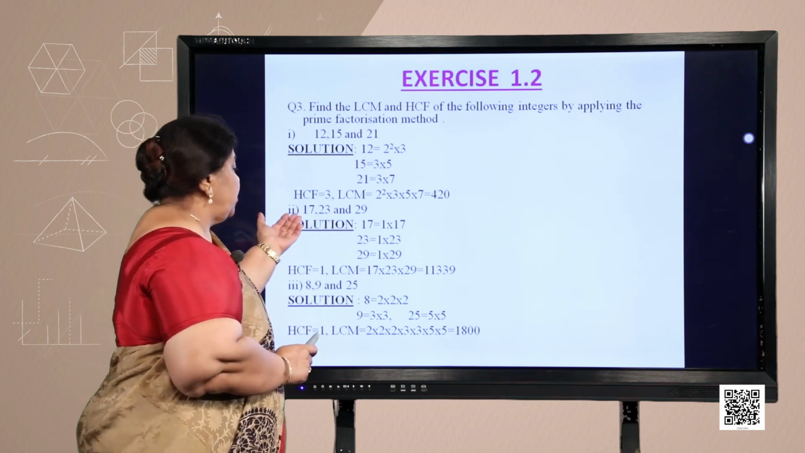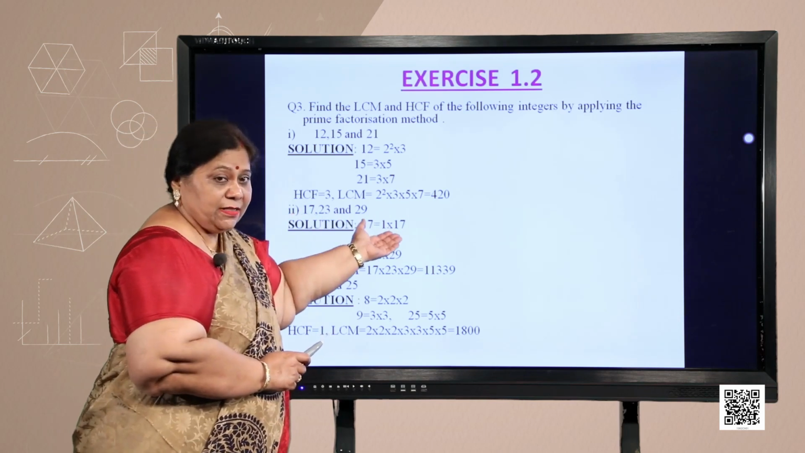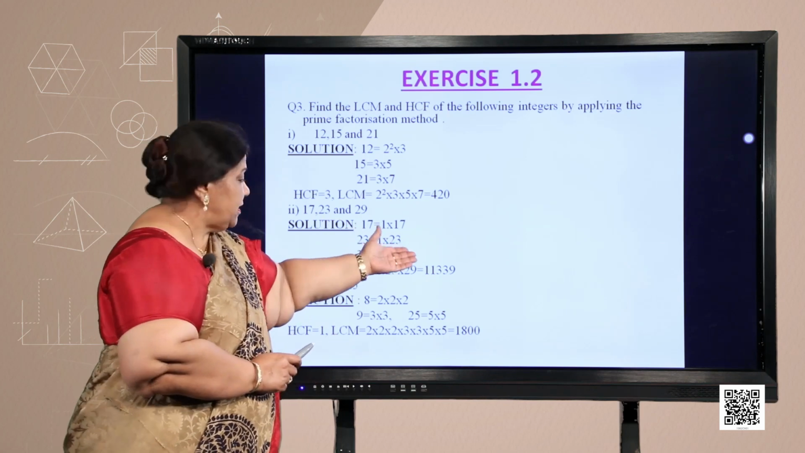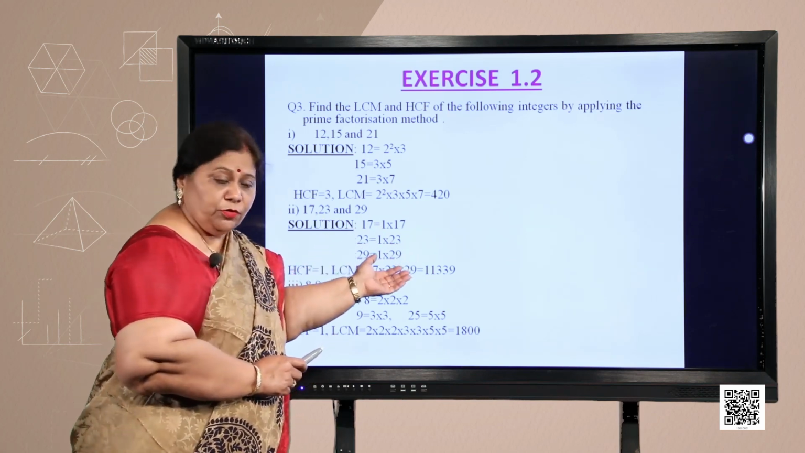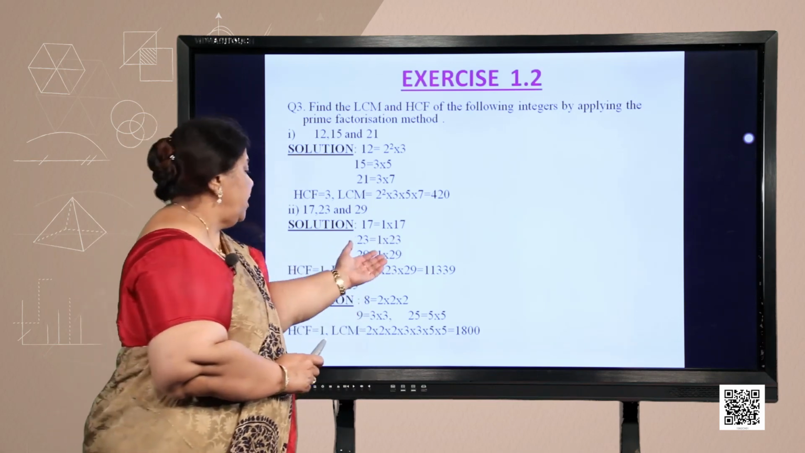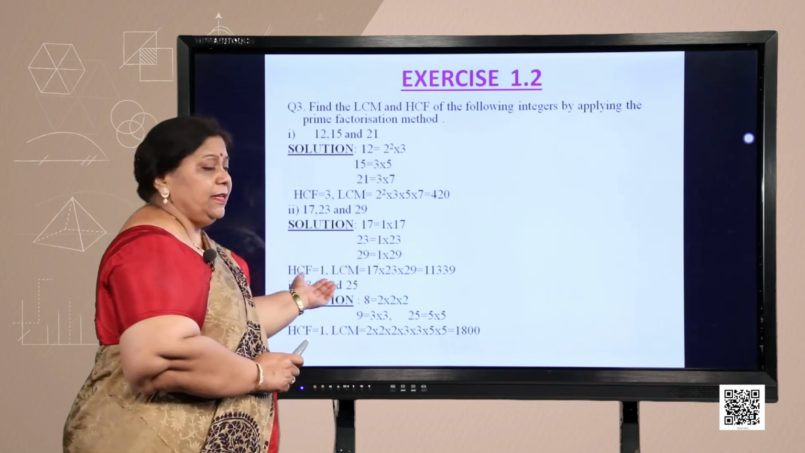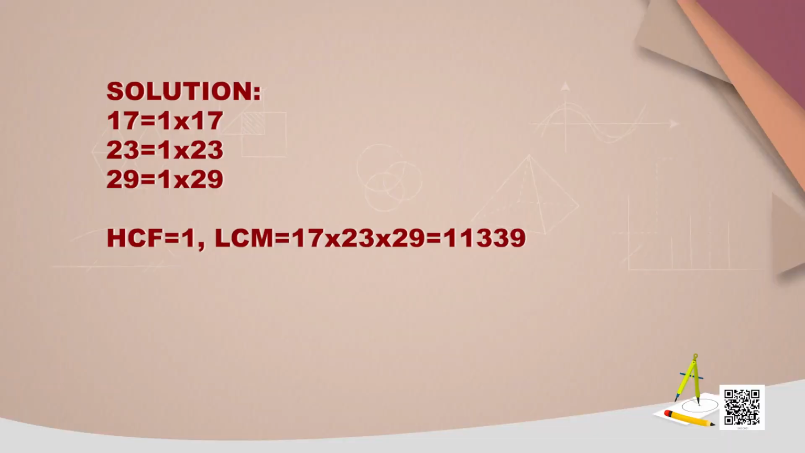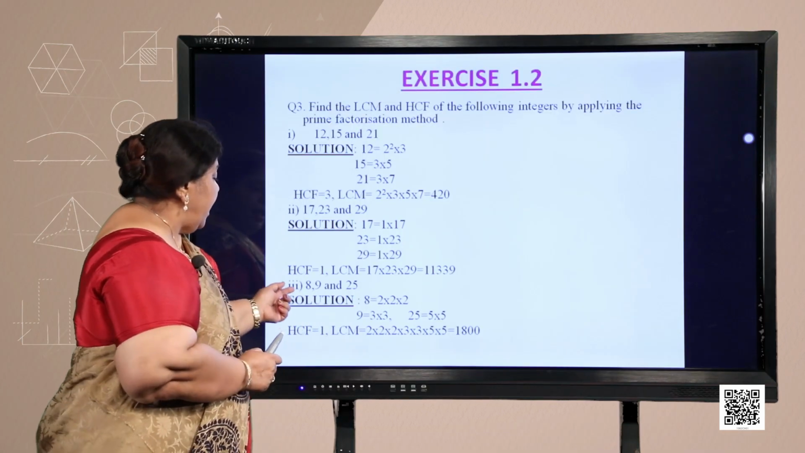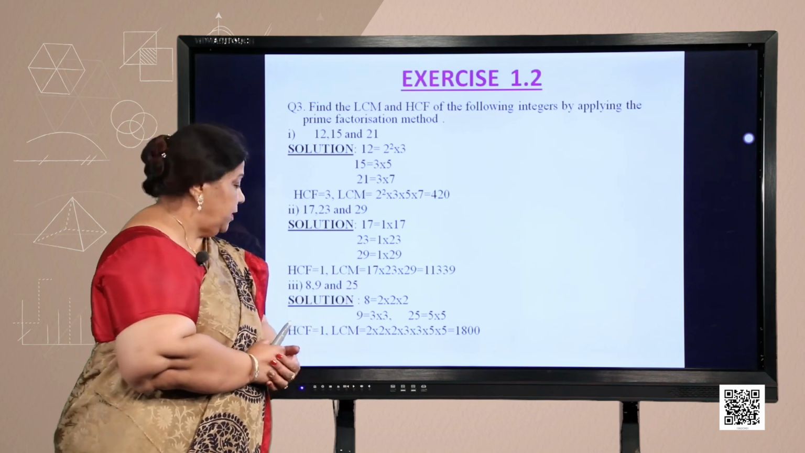Very interesting because can you see all the 3 numbers are prime numbers. 17 has only 2 factors 1 and 17, 23 again has only two factors 1 and 23, 29 again has only two factors 1 and 29. So, HCF obviously is 1 and LCM is 17 into 23 into 29. So, that is 11,339.